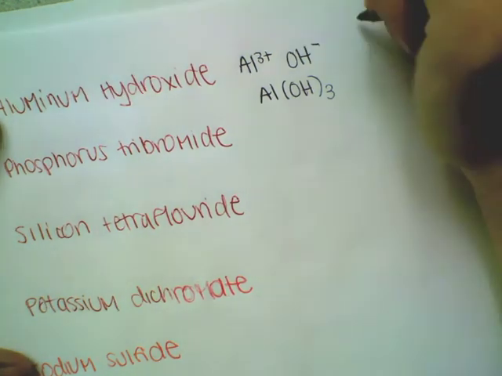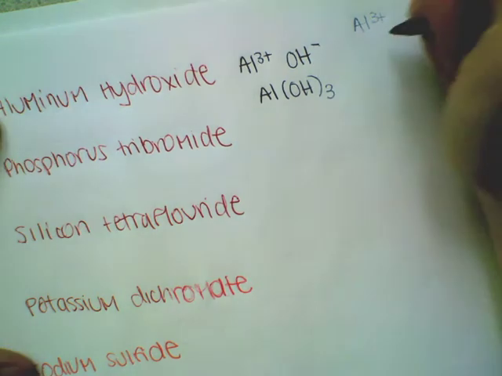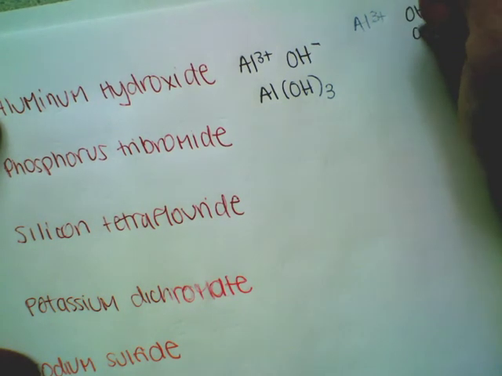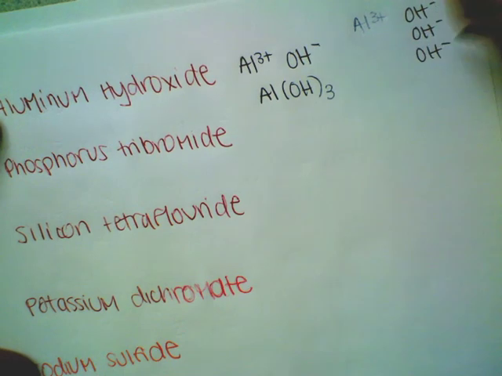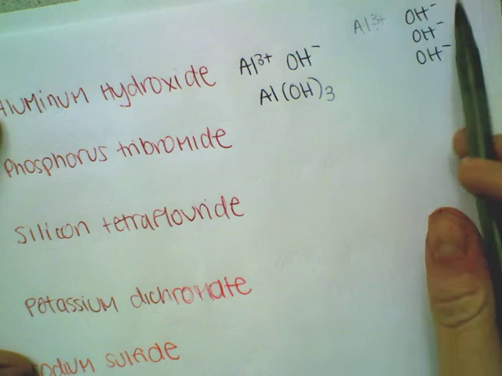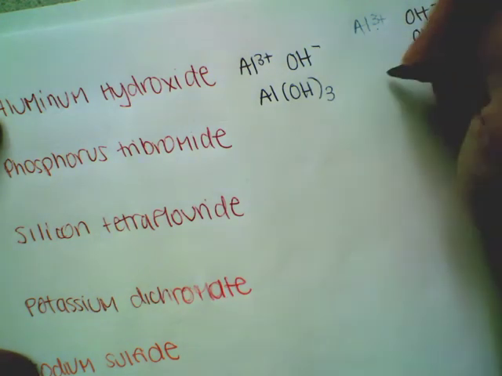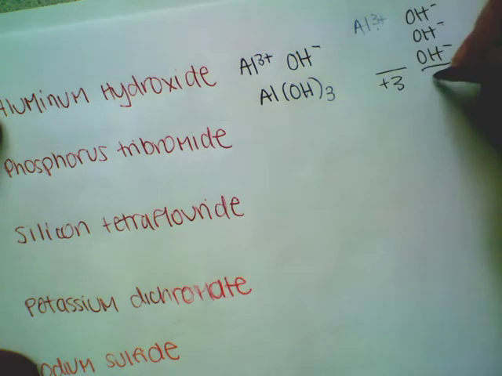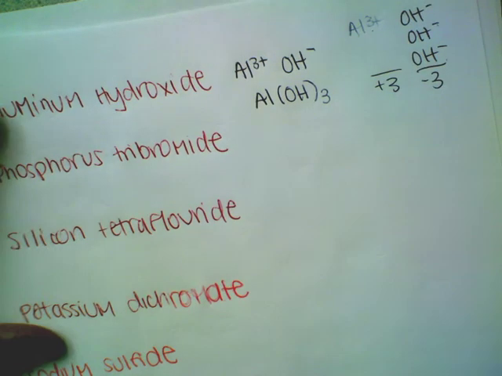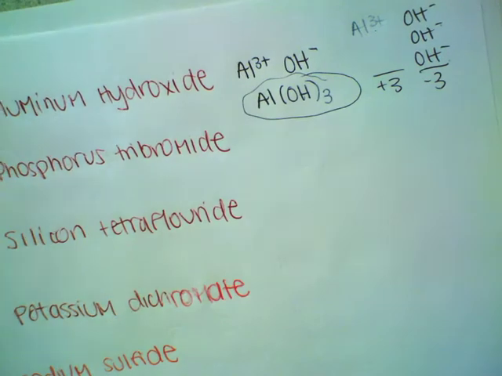So what I'm showing here is I've got Al 3+, and then I have 3 OH minuses. Okay, so +3, and then -1 plus -1 plus -1 equals -3. So overall, I've got +3 and -3, so the charges add up to 0. Okay, so this is your answer right here.